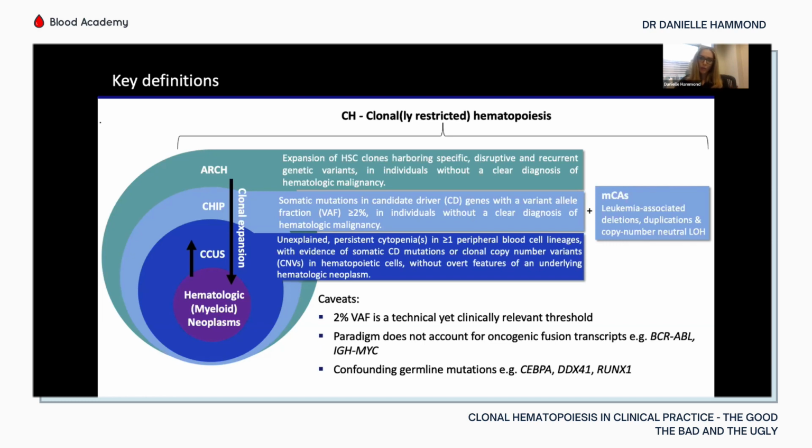So a few caveats, though, to this paradigm. We've already spoken about the 2% VAF cutoff as really being a technical threshold. The next, though, is that this paradigm does not account at all for oncogenic fusion transcripts, such as those that define CMML or Burkitt's leukemia or lymphoma, because in this case, these oncogenic fusion events are actually quite powerful in their own right, and often can result in leukemogenesis in the absence of additional stepwise cooperating events. And so they're really not captured in this paradigm at all.